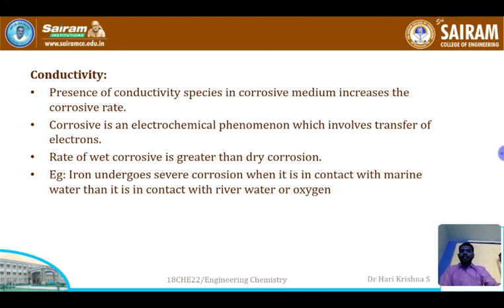Okay, so next we'll discuss how to control corrosion. What are the techniques available to prevent corrosion? We will cover corrosion control in our later discussions.